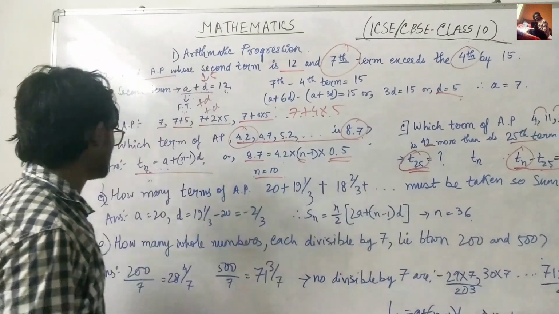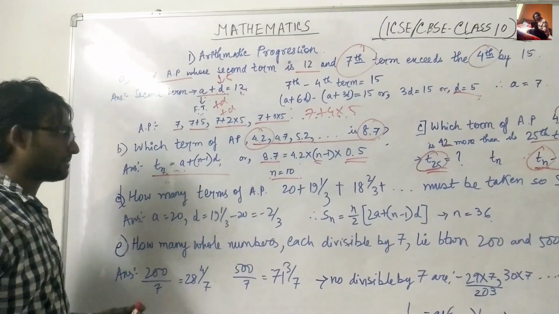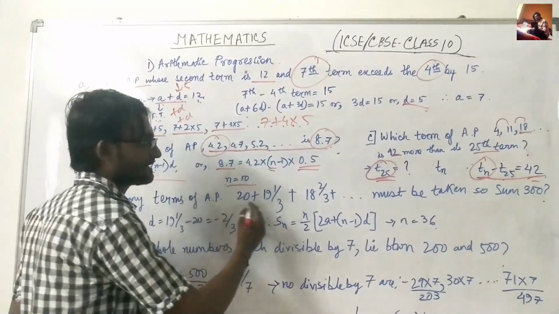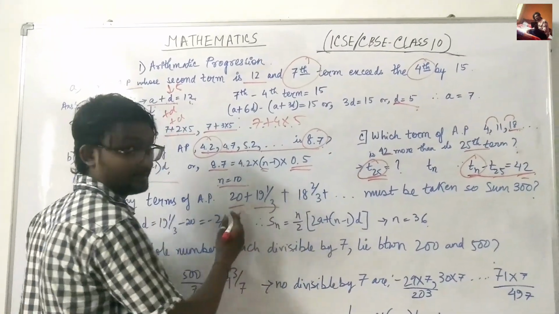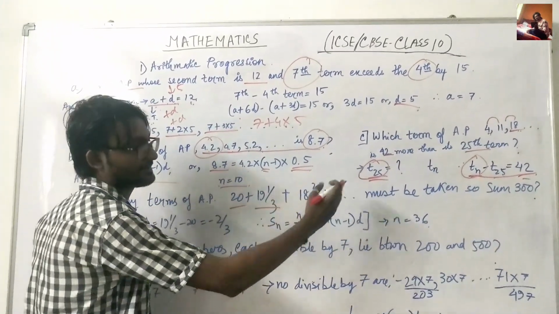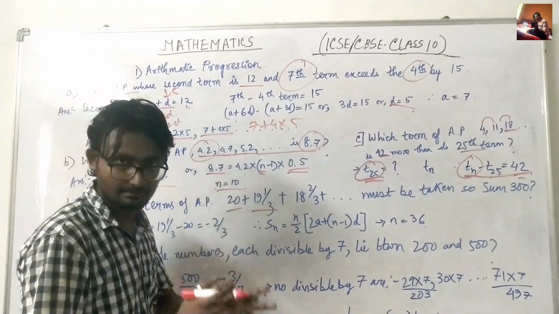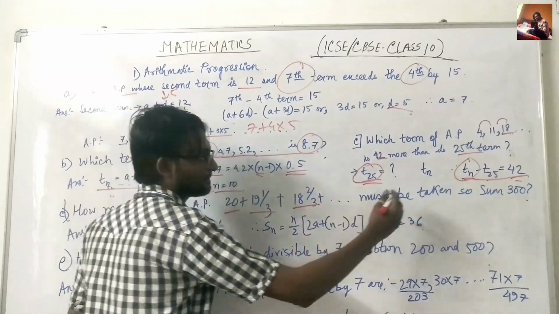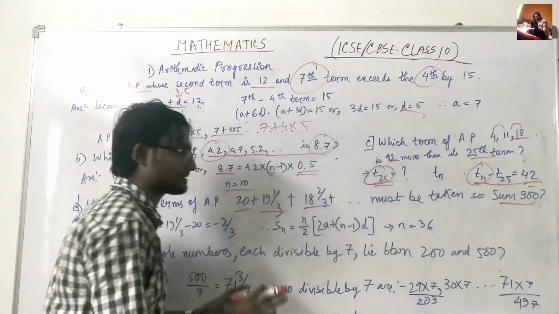Okay. So now coming back to number D. How many terms of the AP? This is the AP, 20, 19 2/3, 18 1/3. You guys see it's decreasing, the terms are decreasing, so the difference will be negative. So the sum is 300.